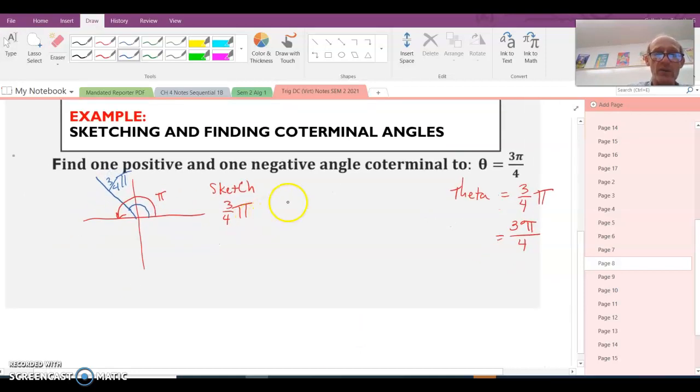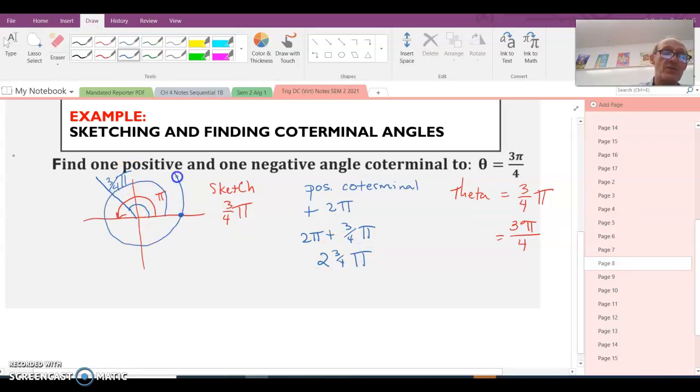Now, to find a positive coterminal angle, we're going to add 2 pi. So we're going to take 2 pi plus 3/4 pi, and that's going to be 2 3/4 pi. Well, that should make sense, sort of. If I go 2 pi and then 3/4 pi, I have the same terminal side as that angle right there.